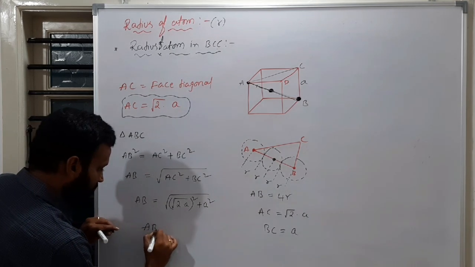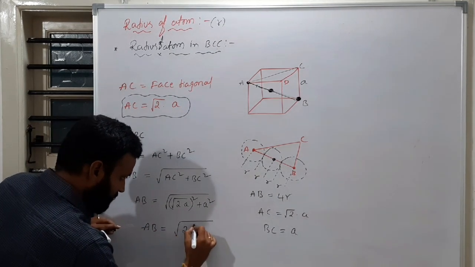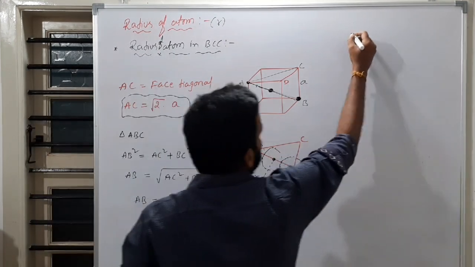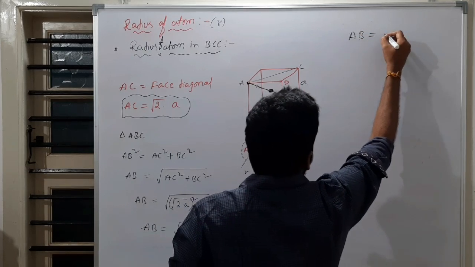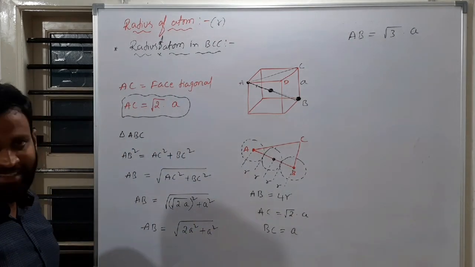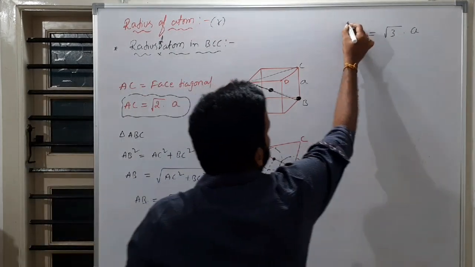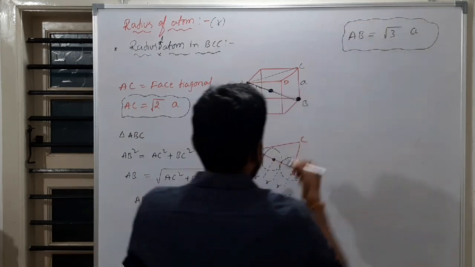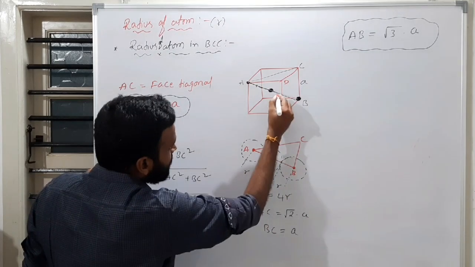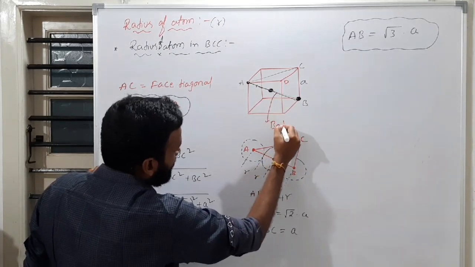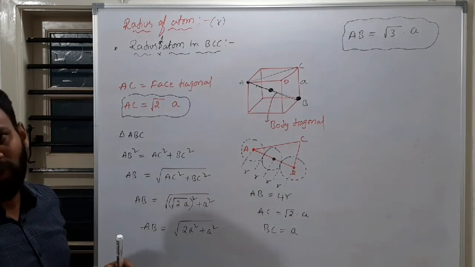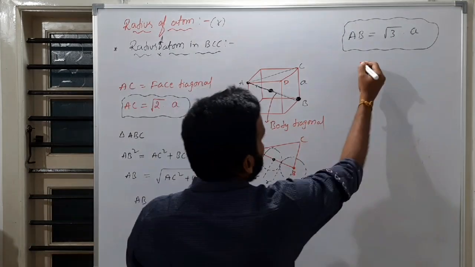So what is AB therefore? AB is equal to root of 2A square plus A square. Got it? Therefore AB is equal to root 3 into A, because the square root cancels for A. So root 3A. AB is equal to root 3A. This AB is called the body diagonal.